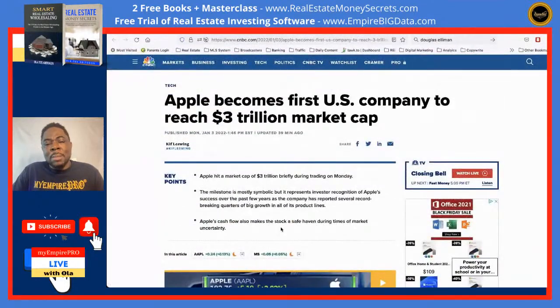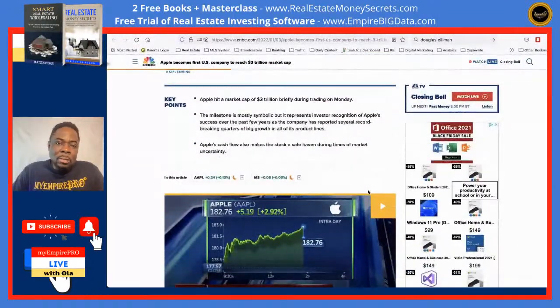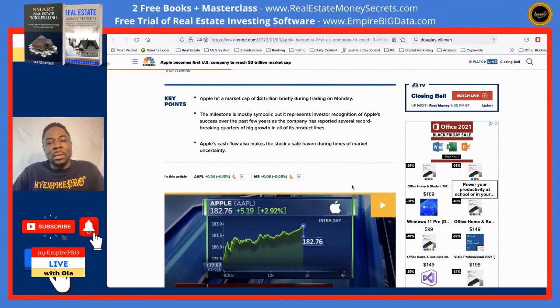See that headline? Apple becomes the first U.S. company to reach 3 trillion market cap. Okay, that's something you can bet in favor of, right? But again, long term. Okay, Apple just didn't get here overnight.